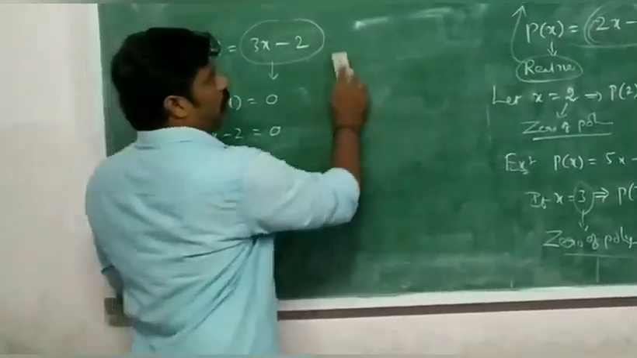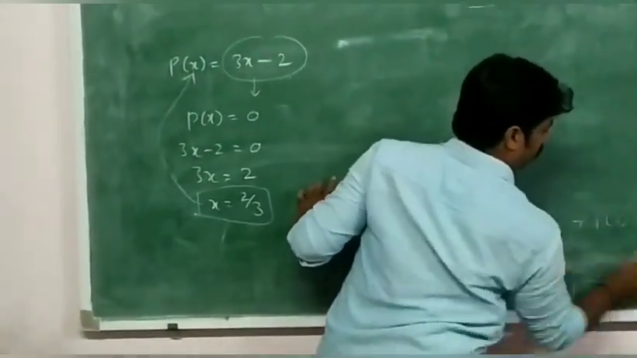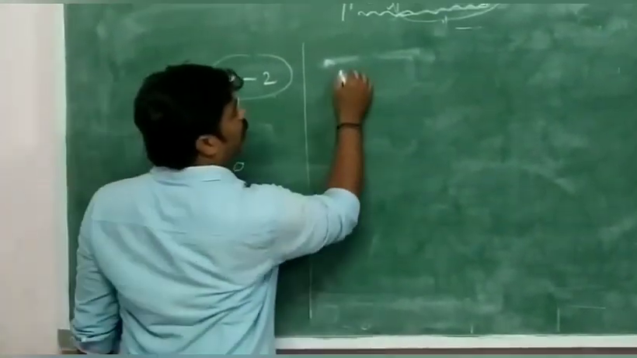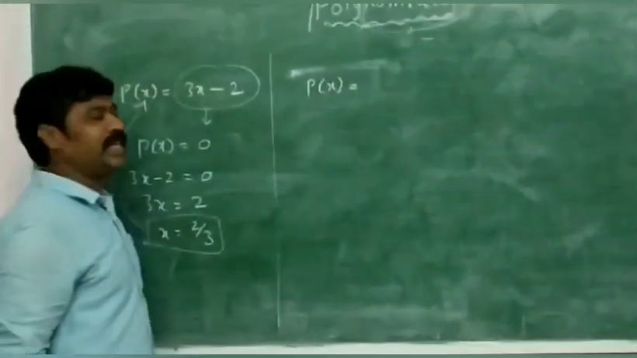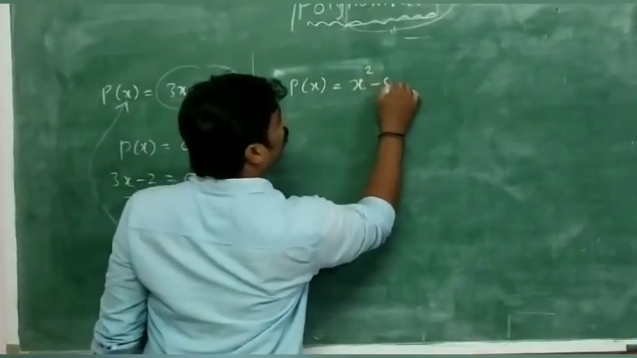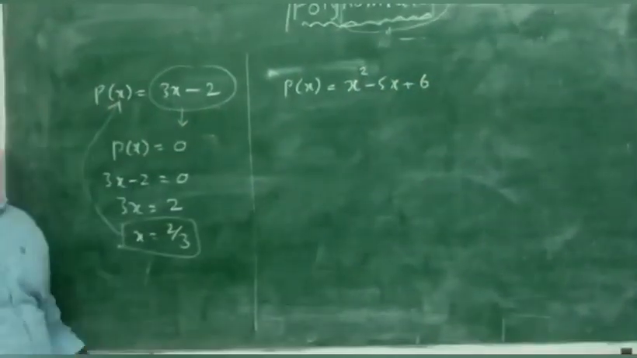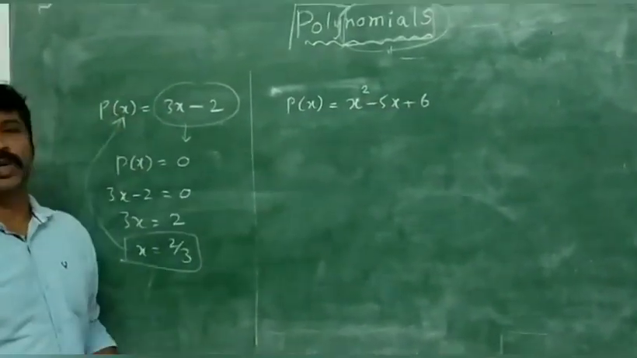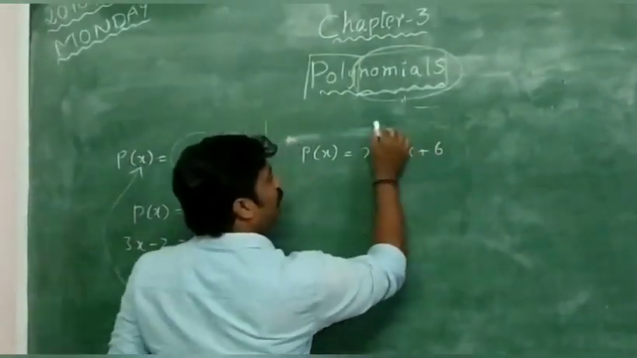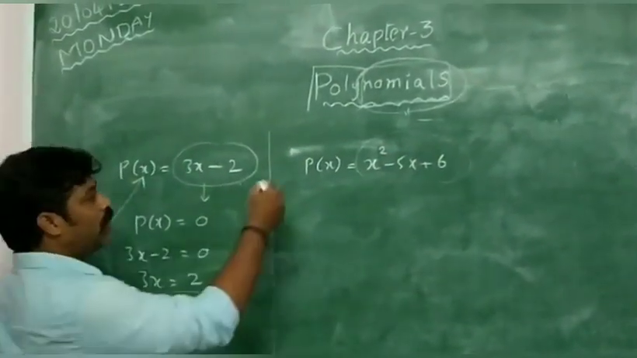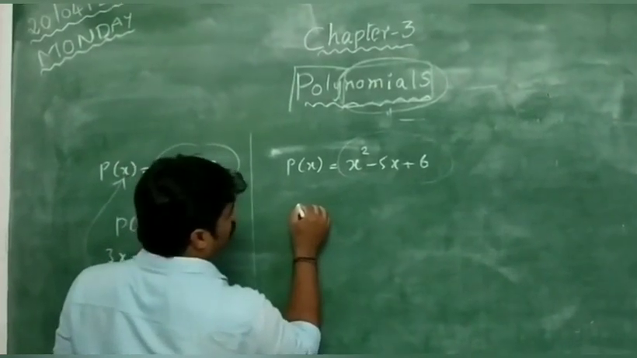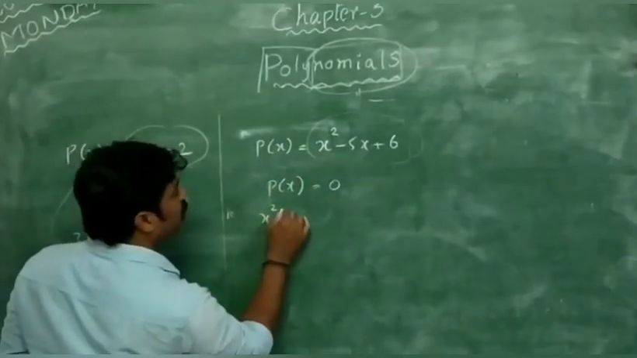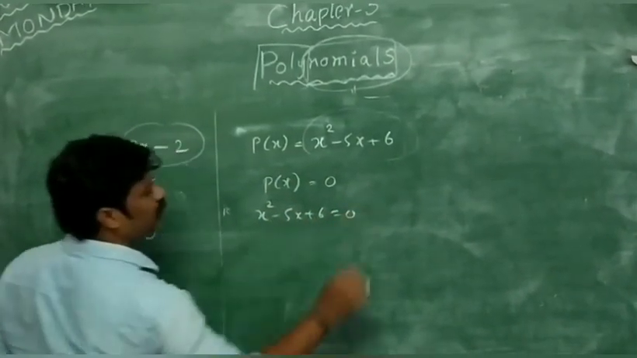Now take another example. P of x is equal to x square minus 5x plus 6. Now this is a polynomial and we have to find the zeros of this polynomial. So here also, what we have to do? To find the zeros of the polynomial, we have to equate the polynomial to 0. Then what will you get? If p of x is equal to 0, that is, p of x is nothing but this value, so x square minus 5x plus 6 is equal to 0.